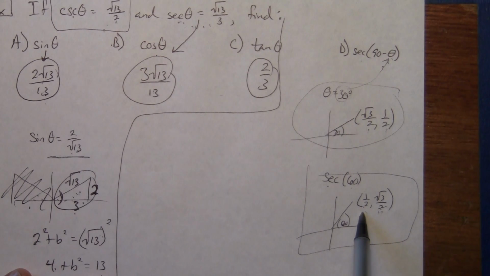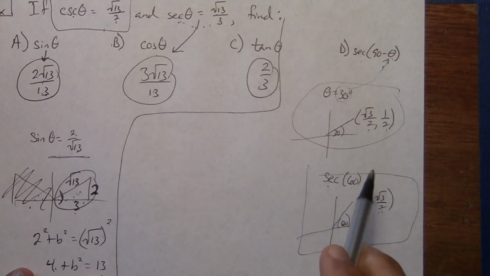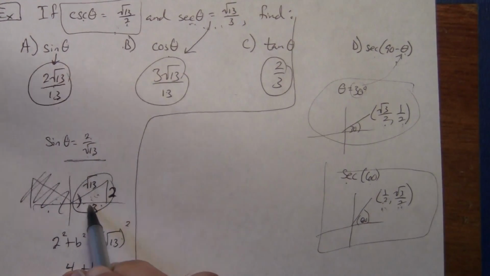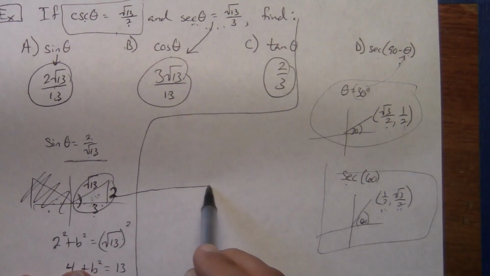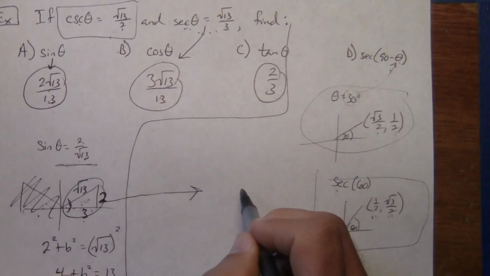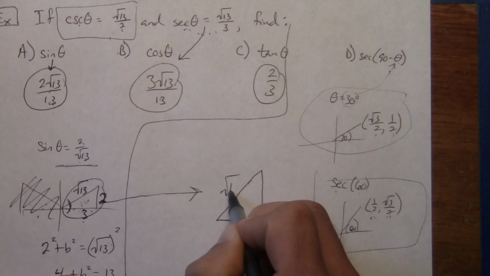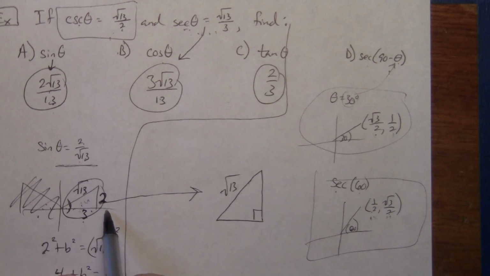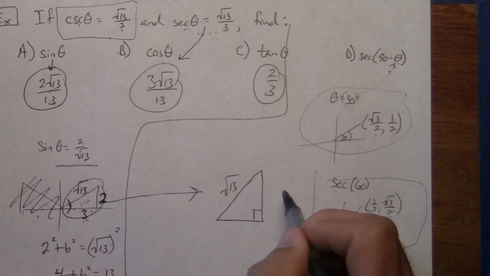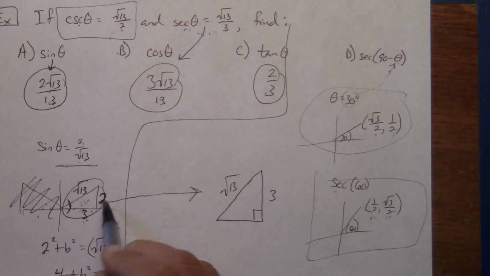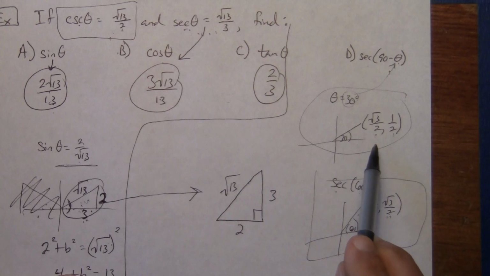That's important to recognize. That means on the triangle that I'm dealing with here, on theta, my x and y values have switched places. I still have the square root of 13 sitting here, but the x value of 3 is now the y value. The y value of 2 is now the x value, and I can establish that because of this.